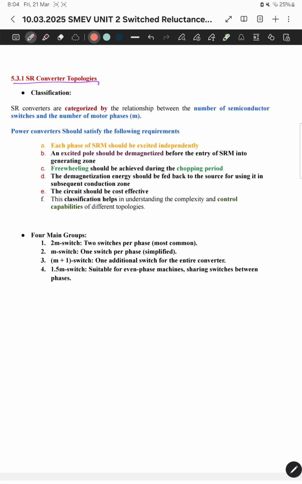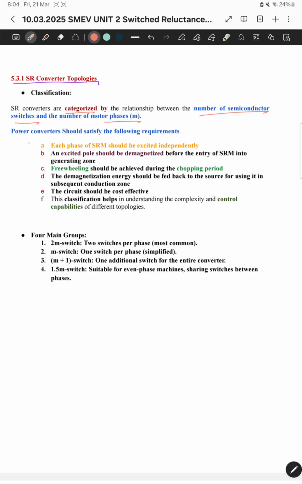We have four topologies here. SR converters can be categorized by the number of semiconductor switches. We have already discussed switches that can be semi-controlled, uncontrolled, or fully controlled, different types of switches. And we can even control the number of phases. The number of pole pairs decides the number of motor phases. Unlike the traditional synchronous machine, where we are restricted to 3 phases, here if there are 4 pole pairs, we can make a 4-phase machine.